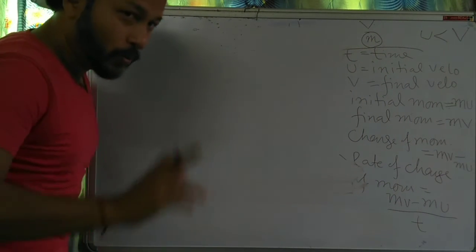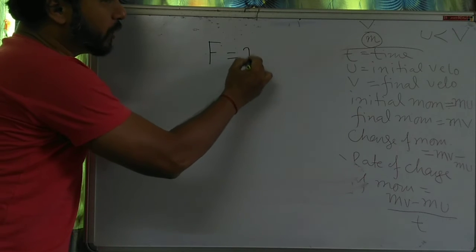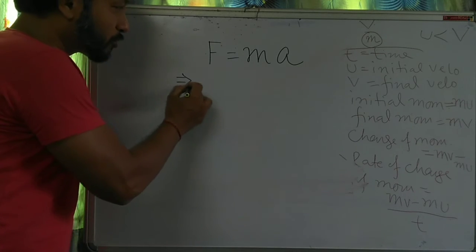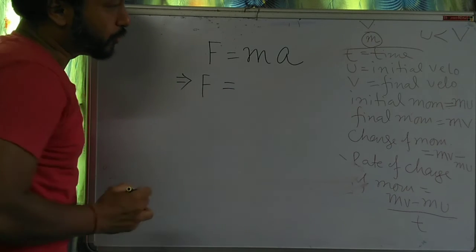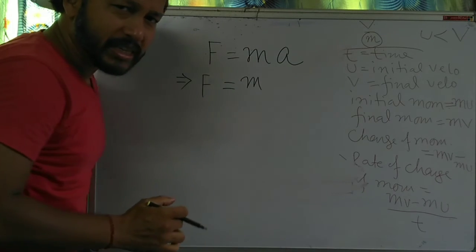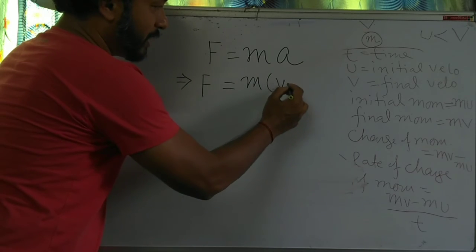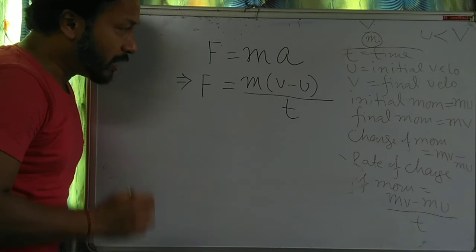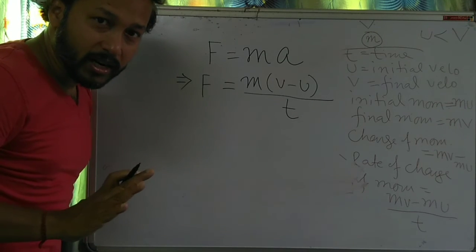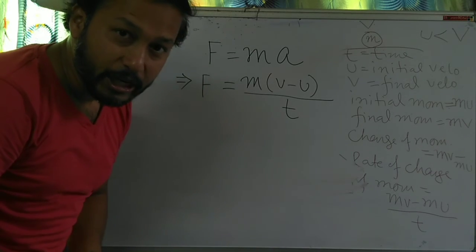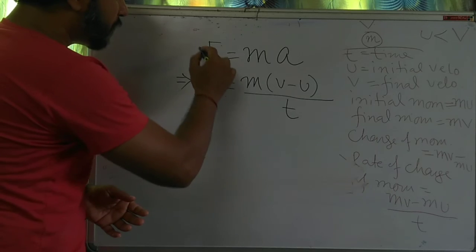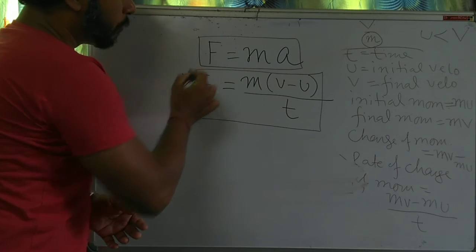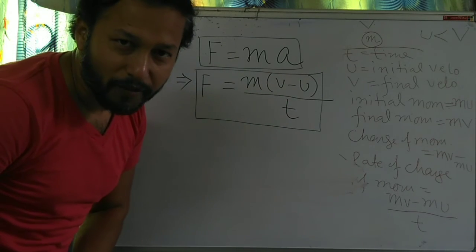So what we have seen? We have seen force equal to mass into acceleration. Got it? Or we can also write that force equal to mass into acceleration, that is, m into (v minus u) by t. So you have to learn these two equations. Both the equations you have to learn so that you can apply both the equations in numericals of physics. Got it? This is my first equation and this is my second equation. Both the equations you should remember to solve the numericals of physics.